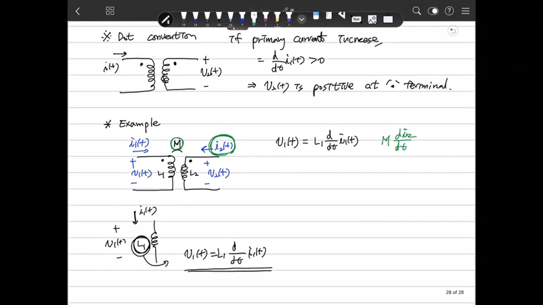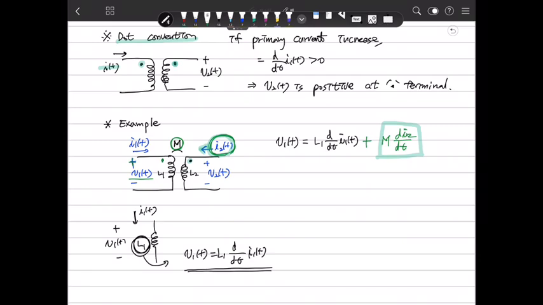Based on the dot convention, we define that when current goes into the dot, the other side, the dot terminal, has a plus polarity. So because i2 goes into the dot, the voltage caused, M d/dt i2, has a positive polarity at that point. We define i1 as plus here in the same direction, so we can choose this as a plus.